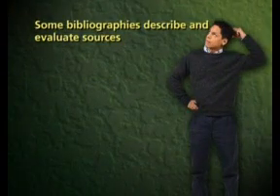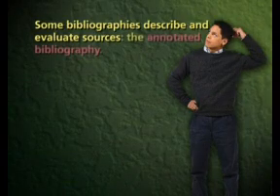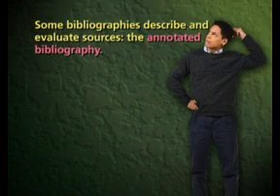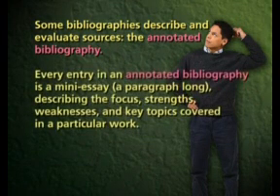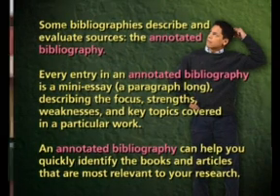Some bibliographies describe and evaluate sources. This kind of bibliography is often called an annotated bibliography. This can be especially valuable. Every entry in an annotated bibliography is a kind of mini essay, a paragraph long, that describes the focus, the strengths, the weaknesses, and the key topics covered in a particular book or article. An annotated bibliography can help you quickly identify the books and articles that are most relevant to your research. So if there is an annotated bibliography available in your field, grab it.